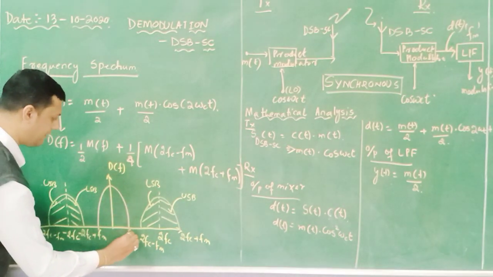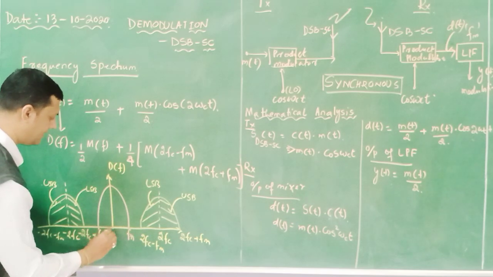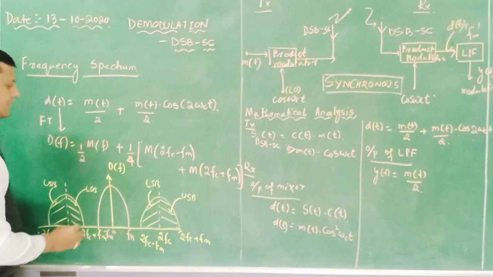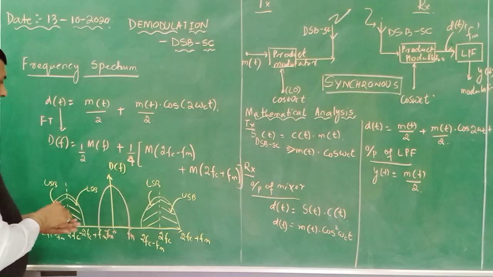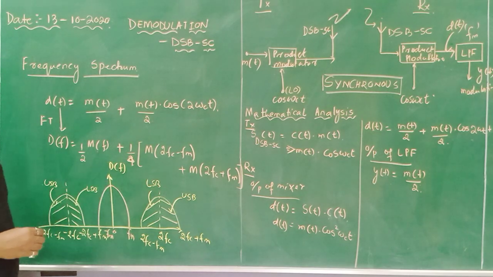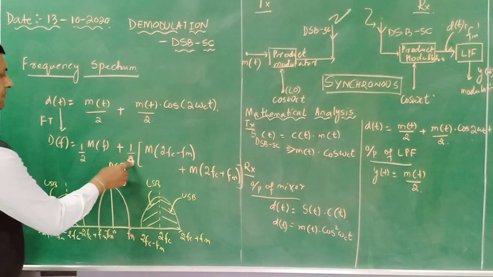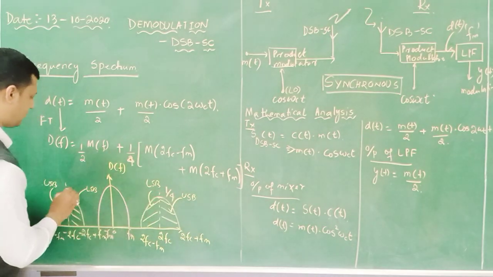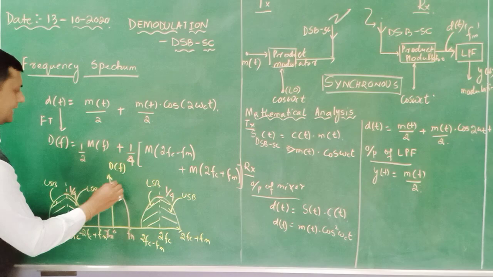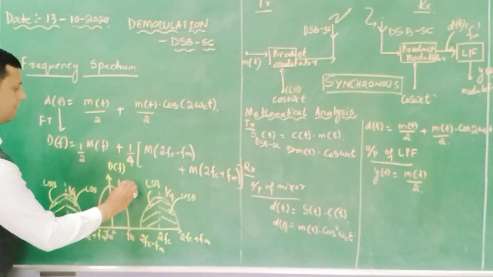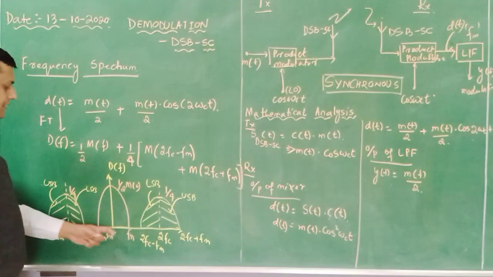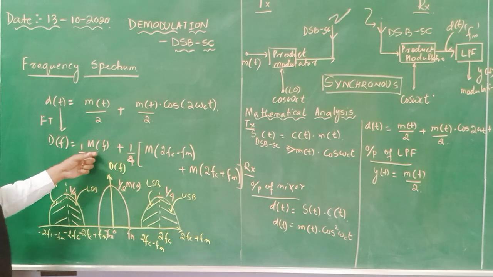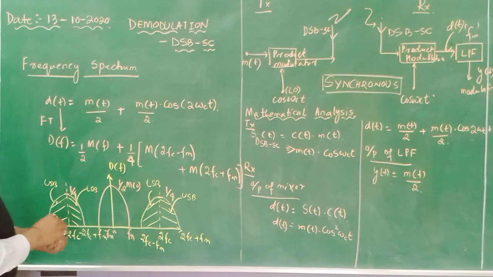Okay, that is fm and minus fm. Now what is the amplitude available in these two segments? The amplitude is 1 by 4. So here I will write 1 by 4. And here I will write it is half of m of 0, because at 0 position the net amplitude is half.